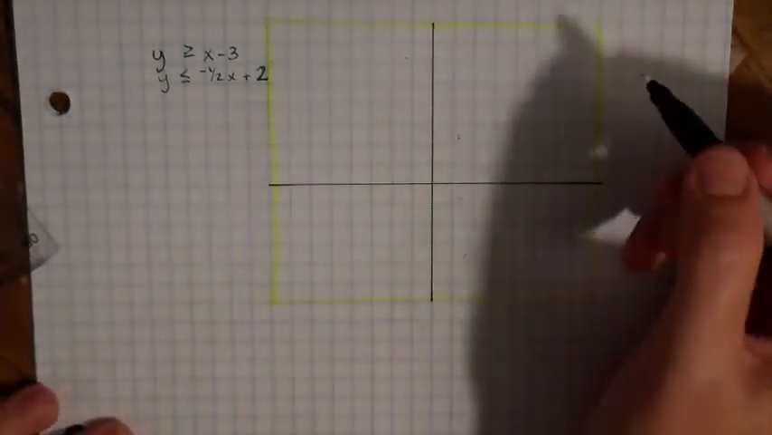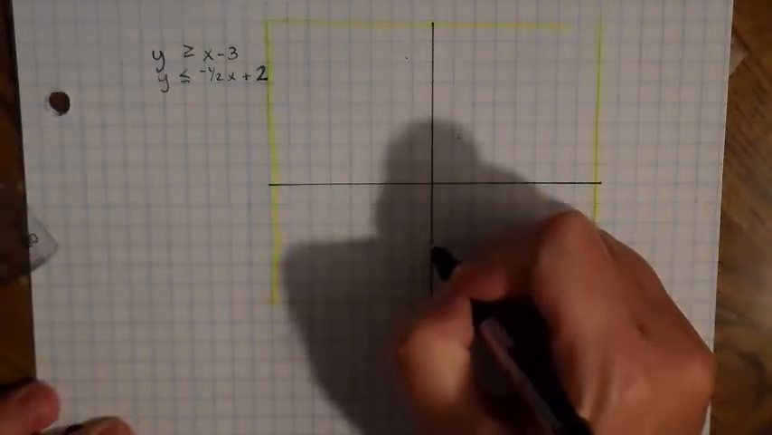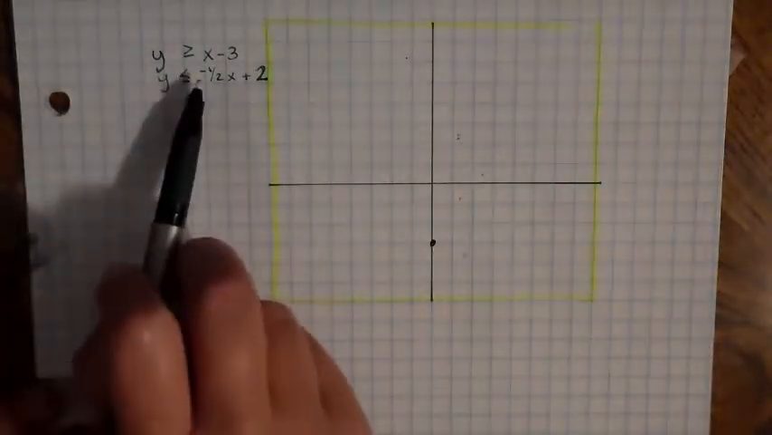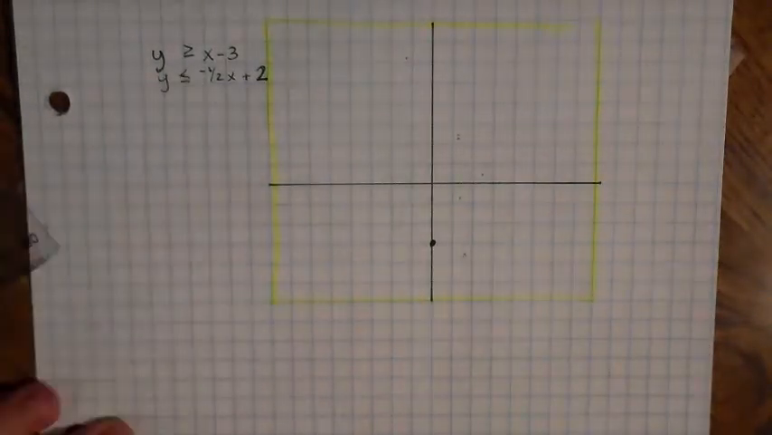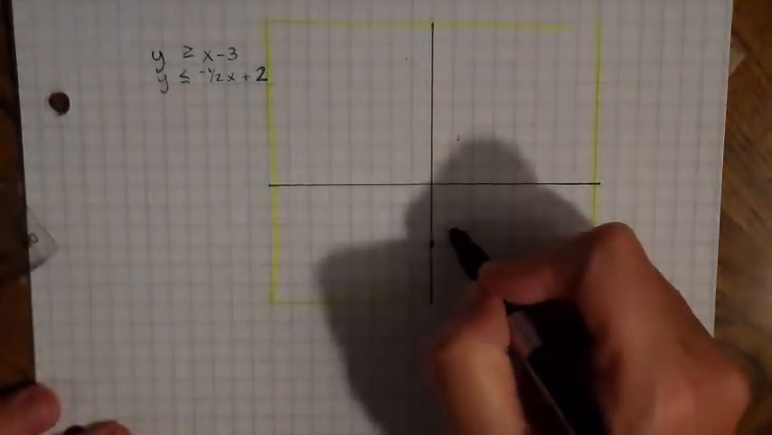Okay, I'll start with my first one. Y is greater than or equal to x minus 3, so I start at negative 3. X has no coefficient on it, so that means that my slope is 1, so I go up 1, over 1.